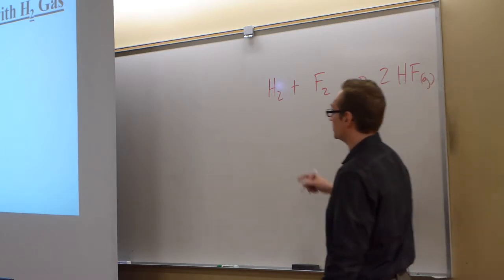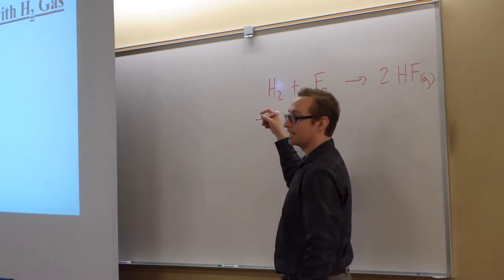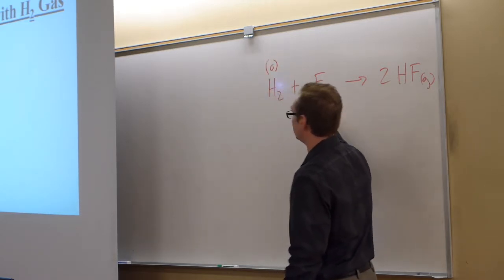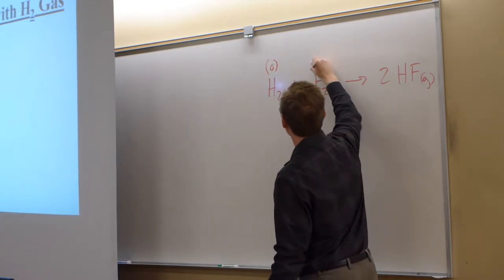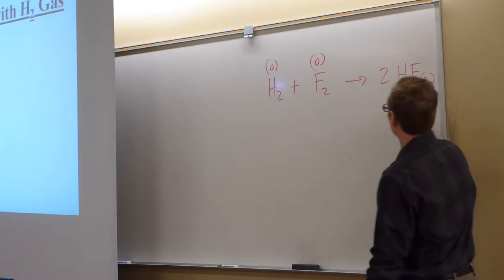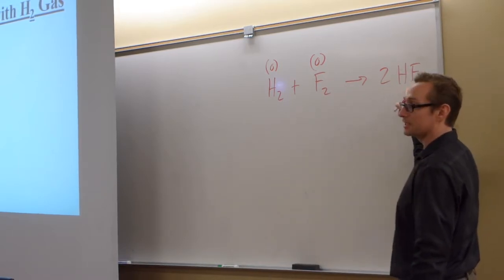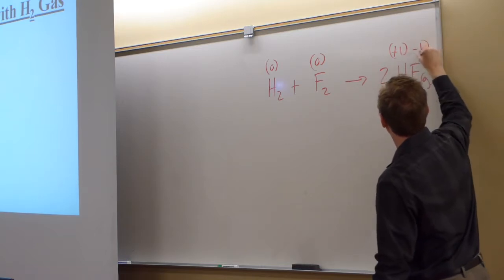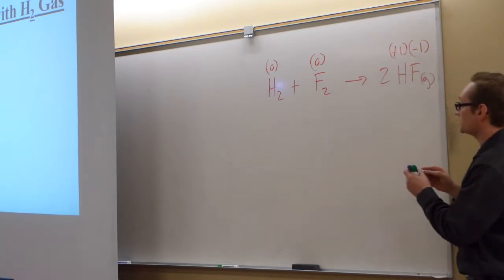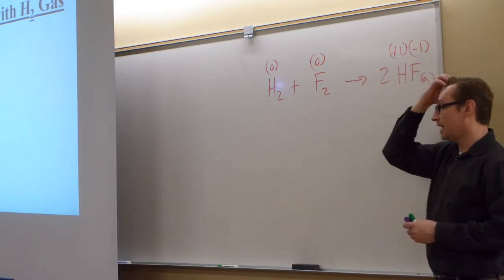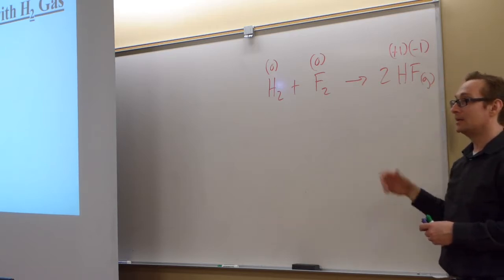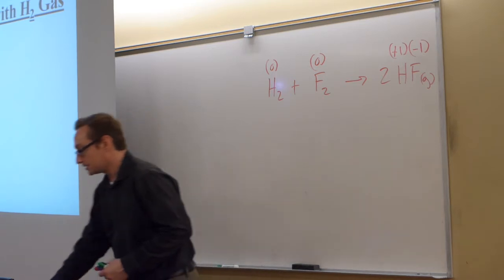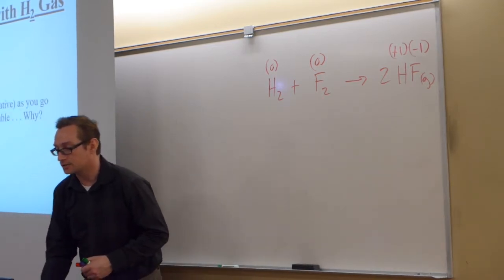All right, let's look at the oxidation numbers. What's the oxidation number for hydrogen gas? It's a free element, it's a diatomic element at 0. Fluorine, what about that? At 0 as well. Then we look at the HF. What are the oxidation numbers in HF? H is +1, and fluorine is -1. So in this process, is the fluorine gaining or losing electrons? It's gaining electrons, right?